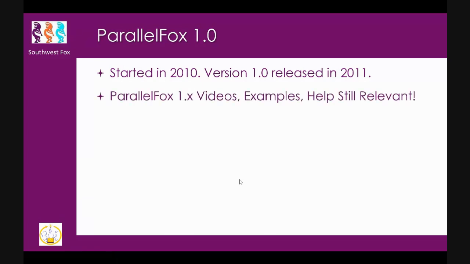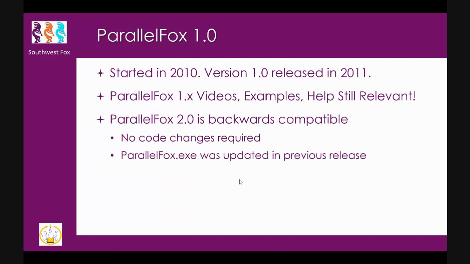Now, when I released ParallelFox 1.0, I included some training videos, lots of examples. There's a help file. That's all still relevant. So we're not replacing any of that today. I'm taking a little bit simpler, different approach. So definitely continue to use that as a resource. And if you're an existing developer using ParallelFox, 2.0 is backwards compatible. Now, I will say that in a previous release, I did update ParallelFox EXE. So if you just happen to be using a very old version of that, then you might have to update that. But as far as code changes, none of that is required.